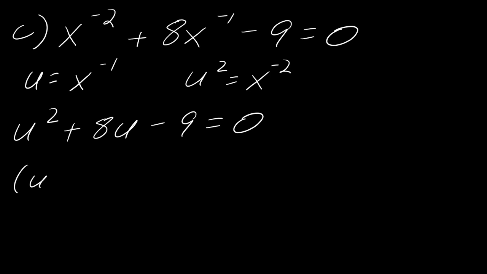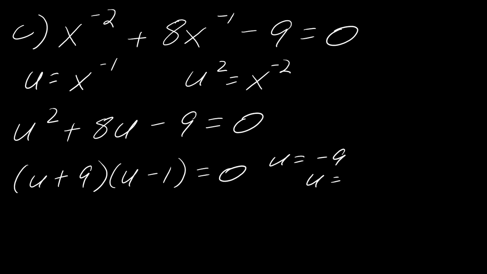So let's see, this will factor as u plus 9, u minus 1. So I have u equals -9 or u equals 1. Okay, so I never used the u squared. I just used the u, so my u is equal to x to the negative first. So I have 1 over x equals -9, and I have x to the -1 equals 1.